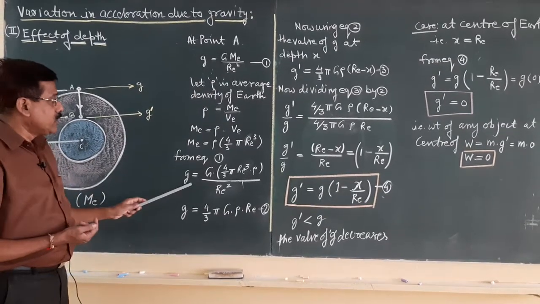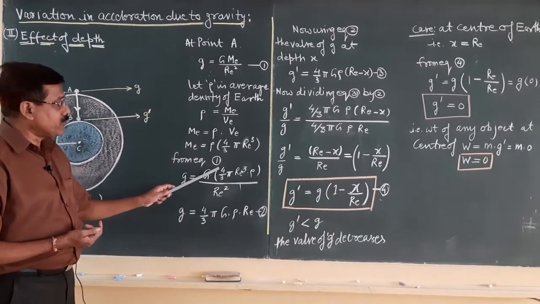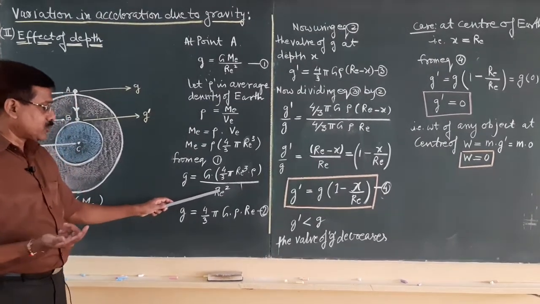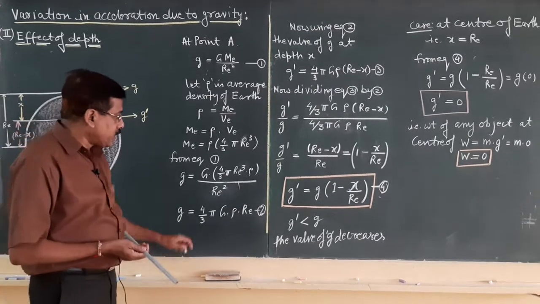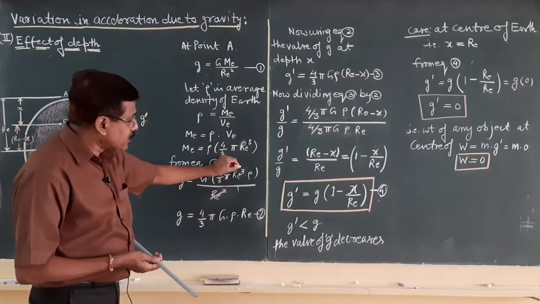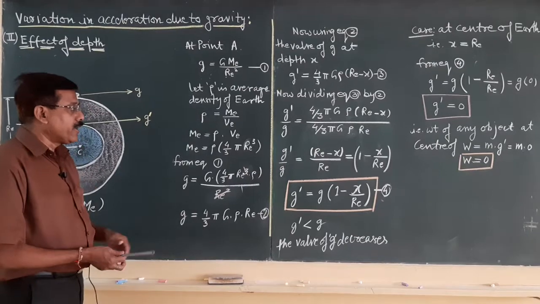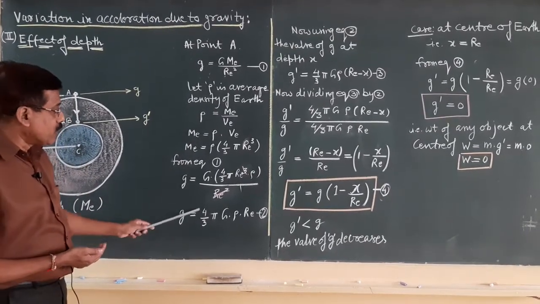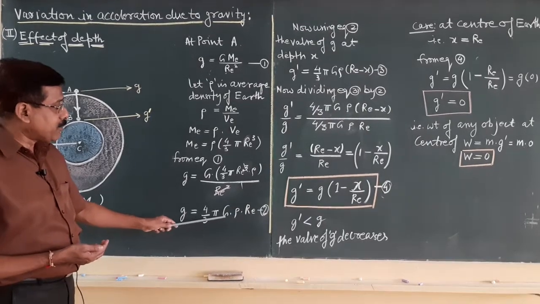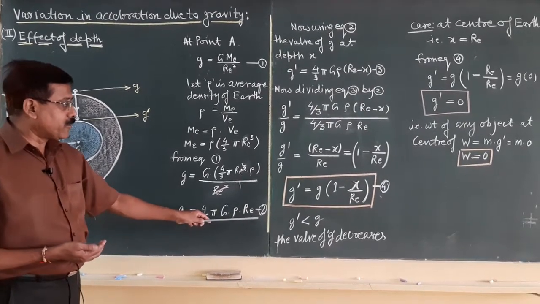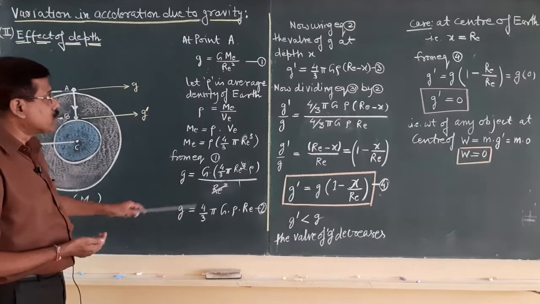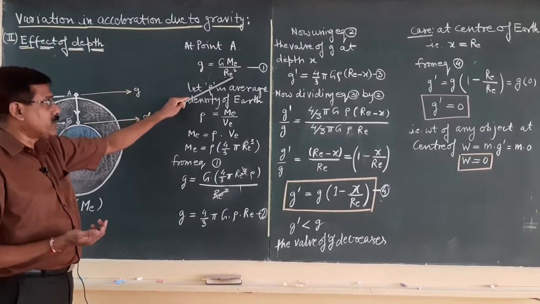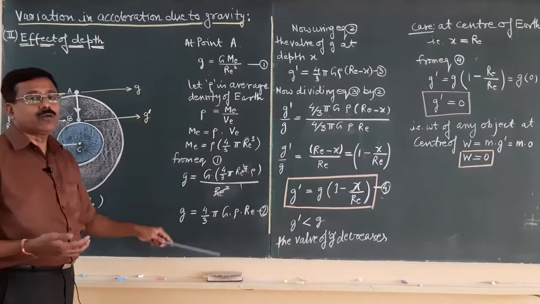So, we have g is equal to capital G into 4 by 3 pi Re cube rho by Re square. Very clearly you can see that Re square cancels out with Re cube, so only Re will be in the numerator. The final expression for g is 4 by 3 pi capital G rho Re, equation number 2. So, equation number 2 is the modified formula in respect of equation 1 in terms of the density of the earth material.